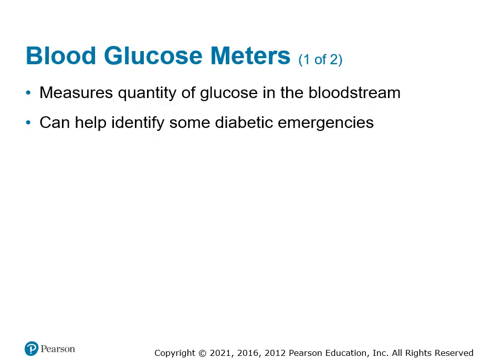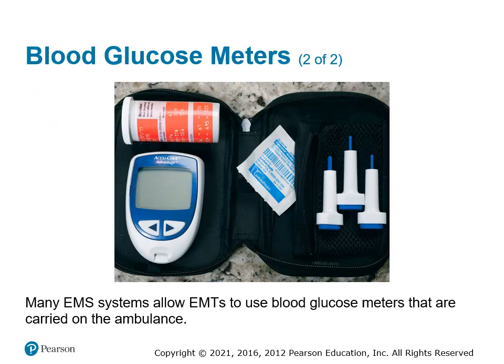Blood glucose meters measure the quantity of glucose in the bloodstream, and can help to identify diabetic emergencies. This is what a glucometer looks like. You would have a test strip that gets inserted into the machine, and those are lancets to the right, where you would prick the patient's fingertip to get a blood sampling.